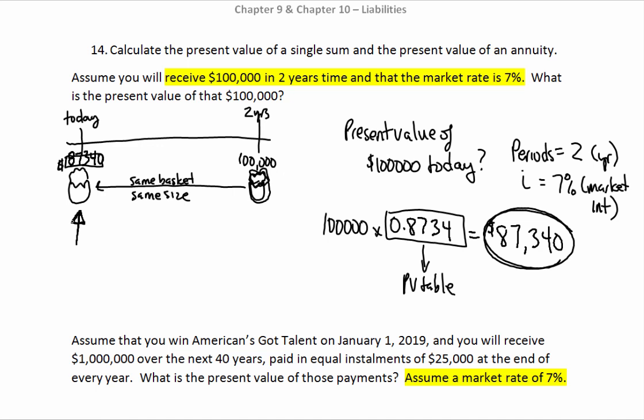So if I wanted to buy this same basket of goods today, I wouldn't need $100,000. I would only need $87,340 to buy the exact same basket of goods, because each dollar that I hold in my hand, what's called a nominal dollar, is worth more. It buys more than it will buy in 2 years' time. So notice that the present value of a future sum is always smaller than the future sum because I have higher purchasing power in this current period.